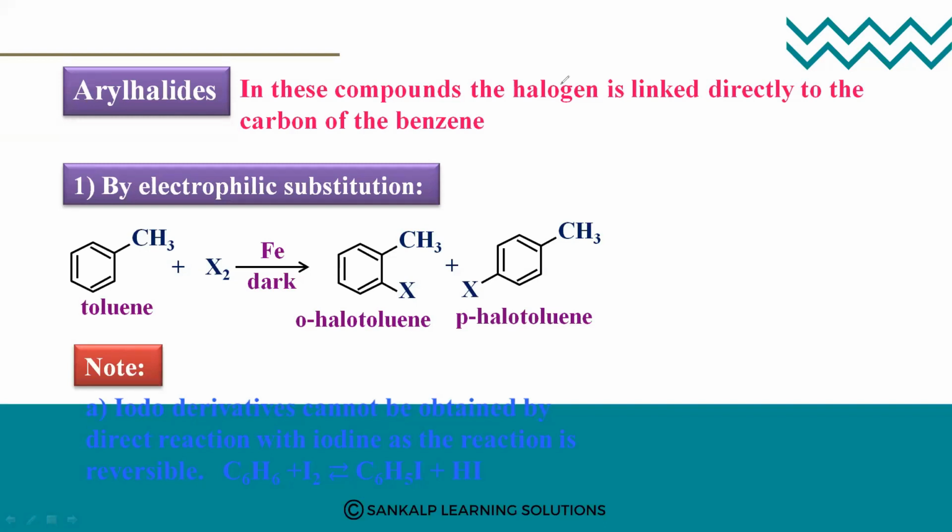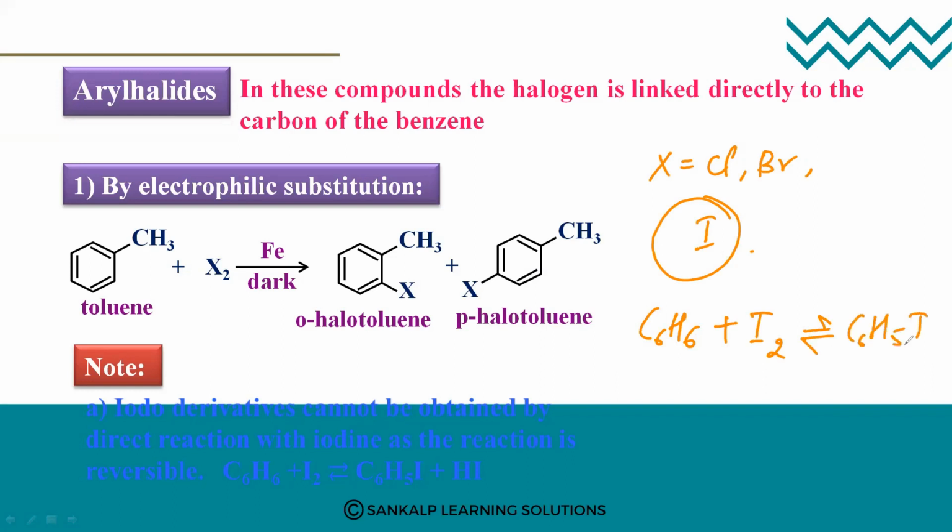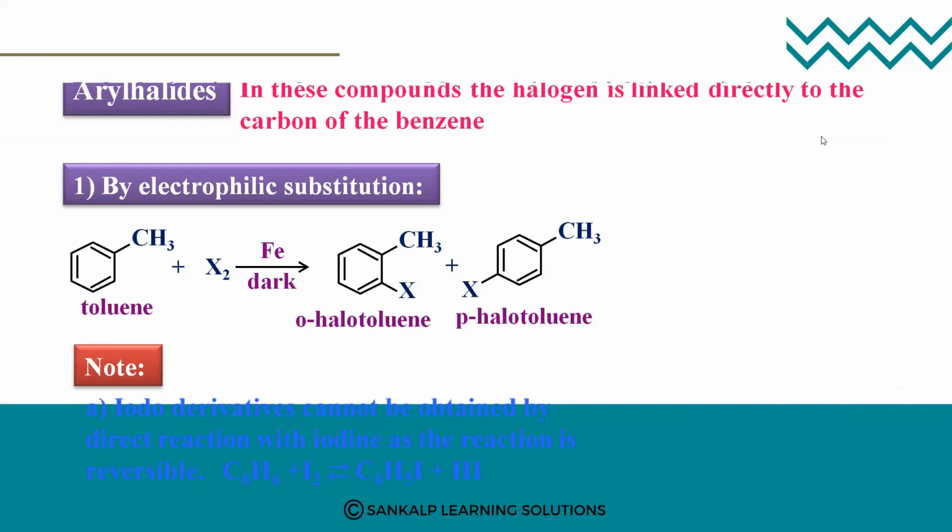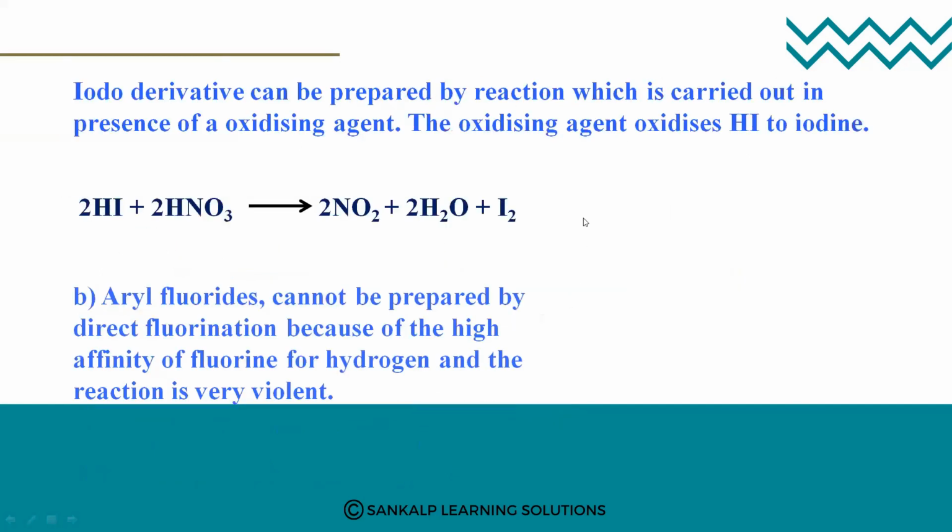So here you can do this reaction with Cl, Br, etc. But you cannot do it with iodo compounds because the reaction is reversible. You get back the reactants, that is C6H5I plus HI. So when you react benzene with iodine, it forms iodobenzene, but this reaction is reversible, so we cannot do it with iodine directly.